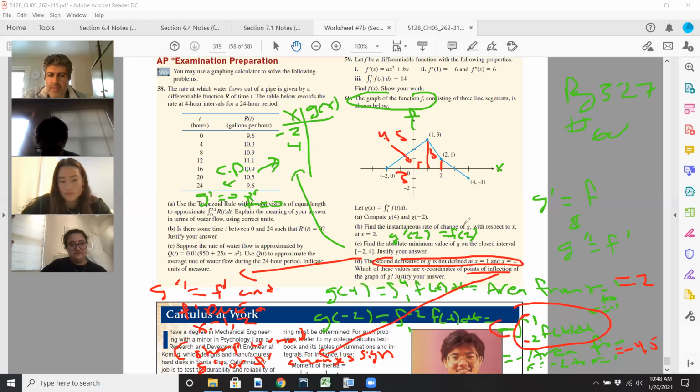So again, if I told you an integral from -2 to 1, of course you say 4.5. But if you reverse it, well, then you got to put a negative, right? And then instantaneous rate of change, G prime of 2 is F of 2. F of 2, of course, is 1. So there we go.